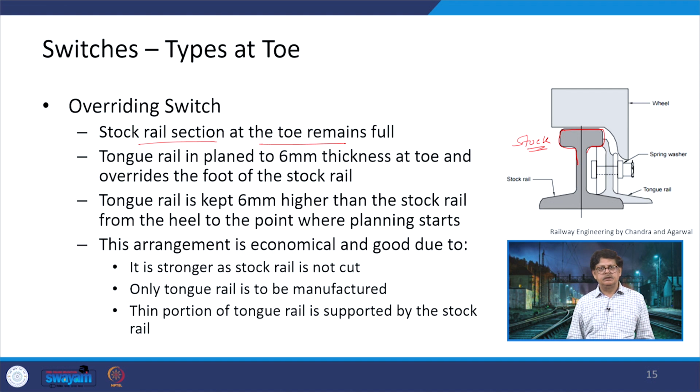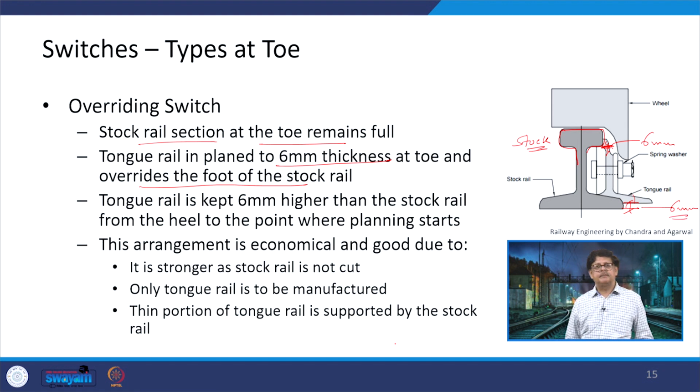The tongue rail is planed to 6 mm thickness. Here this is a tongue rail which has a thickness of 6 mm, and it overrides the foot of the stock rail. So, it is being placed a bit higher with respect to the stock rail. So, it is going up. We did talk about it, this is again 6 mm.